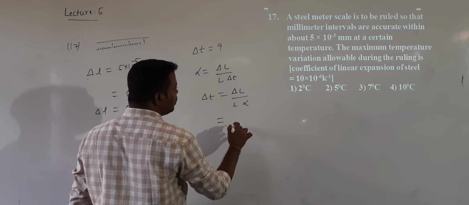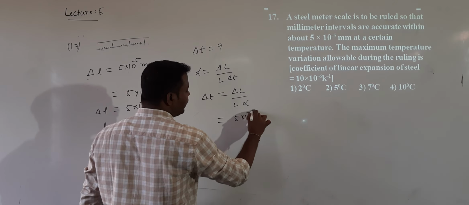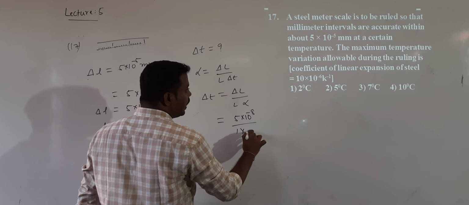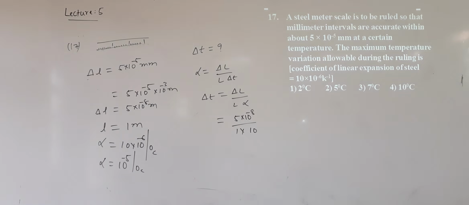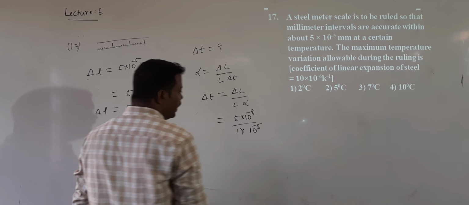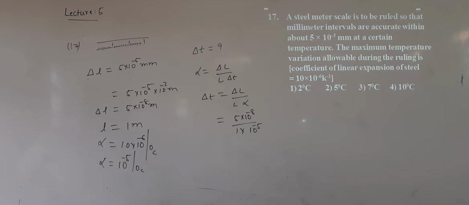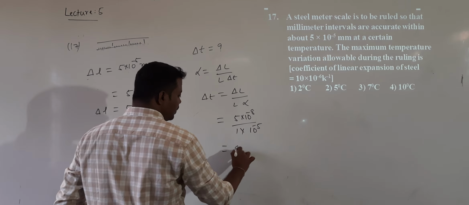Delta L value, how much? 5 into 10 power minus 8. L value 1. Alpha value is 10 power of how much? Minus 5. So then what answer will we get here? You should get the answer of 5 degrees Celsius.